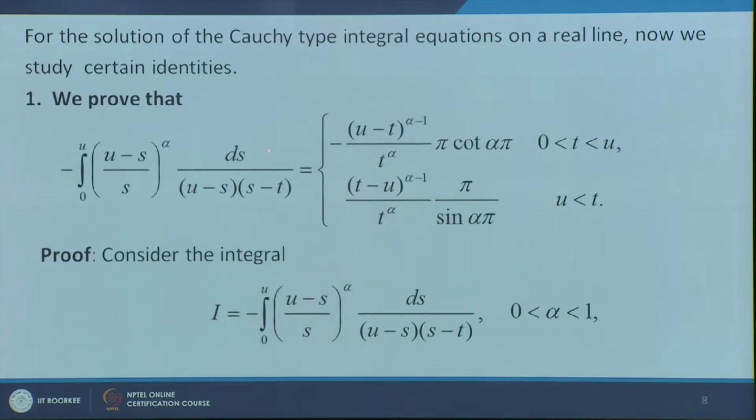Now for the solution of Cauchy integral equations, which we are going to discuss a little later, for the solution of Cauchy type integral equations on a real line, let us study some identities which we shall use in order to find the solution. So the first identity is the principal value integral from 0 to u of ((u minus s) over s) to the power alpha, ds upon (u minus s) into (s minus t). The value of this integral is minus pi cot(alpha pi) times ((u minus t) over t) to the power alpha minus 1, when 0 is less than t less than u, and here remember alpha is lying between 0 and 1, so 0 is less than alpha less than 1; and it is pi over sin(alpha pi) times ((t minus u) over t) to the power alpha minus 1 for u less than t. So the condition on alpha is that 0 less than alpha less than 1.